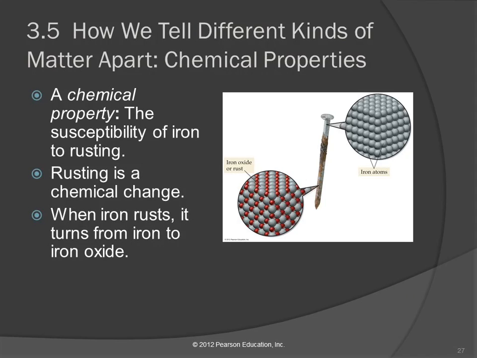A chemical property, though, the particles change. Here we have a nail made out of iron, and it's just a bunch of iron atoms all hanging together. When it rusts, it combines with oxygen, and now the particles are changing. The particles have changed. Now we've got oxygen and iron in there, and this is not going to be the same anymore.